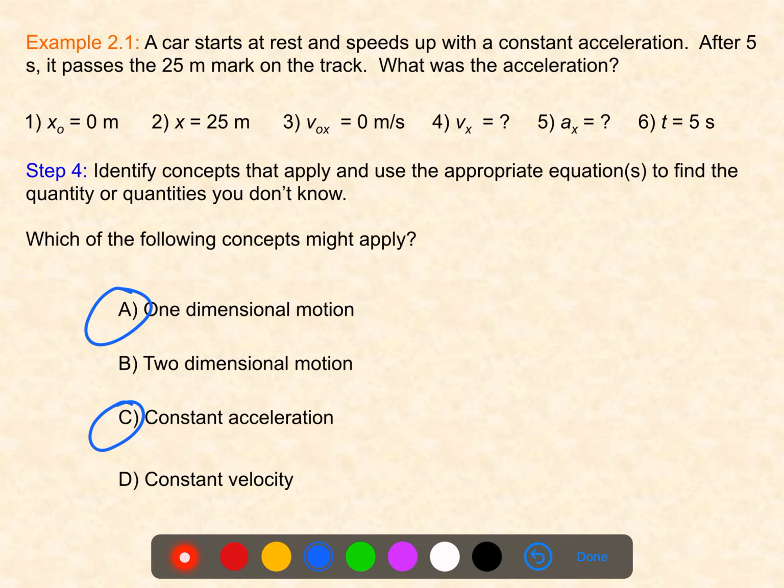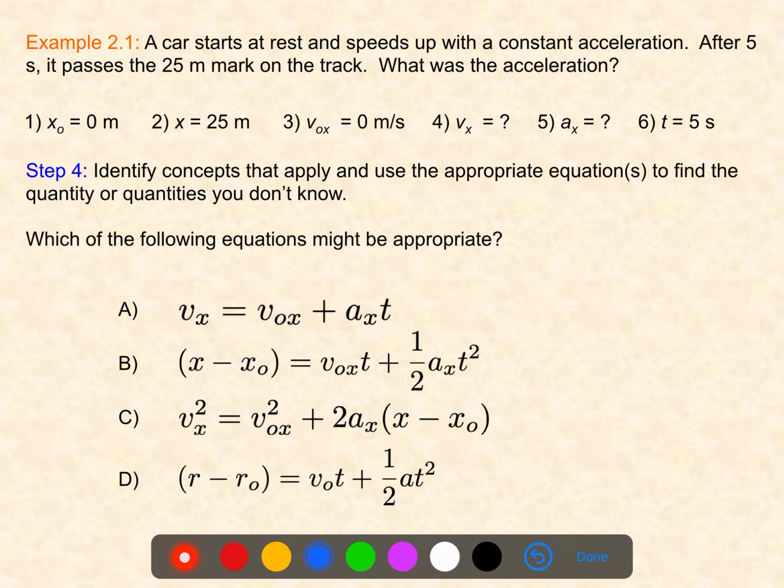Since there was nothing mentioned about vertical motion or hills, I can rule out two-dimensional motion. And if it's asking me about acceleration, then I know the velocity cannot be constant. Okay, so once I've boiled it down to those concepts, I need to ask myself, among my equations of motion for 1 and 2-dimensional motion, which equations might be appropriate for this problem?